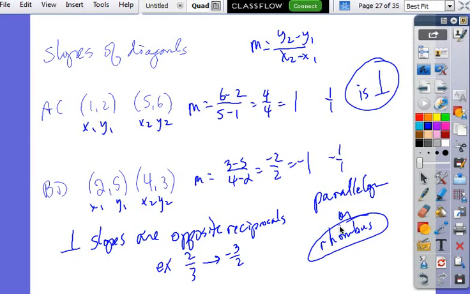Again, if we know the rules to this stuff, we can answer the questions a lot easier. Diagonals are perpendicular, that's got to be a rhombus out of these two.